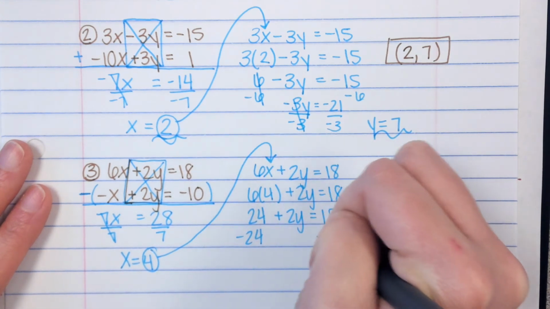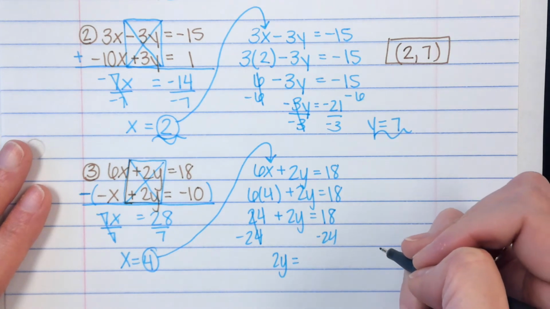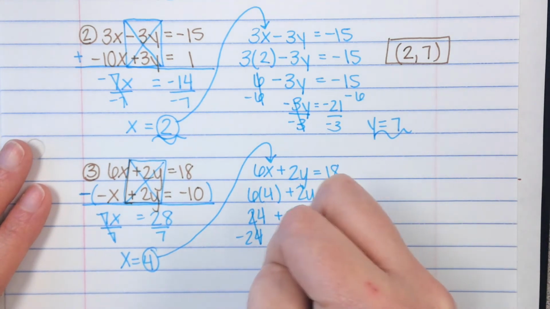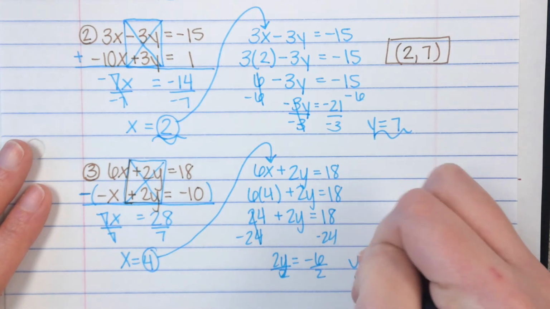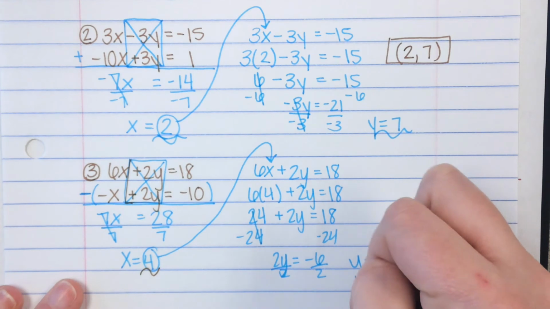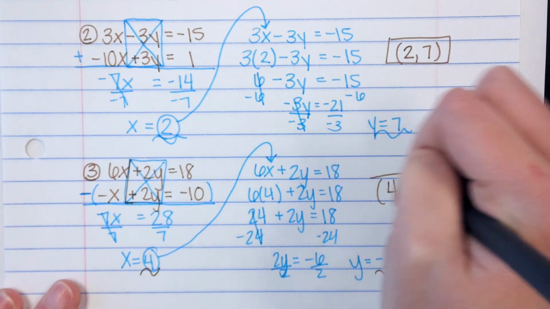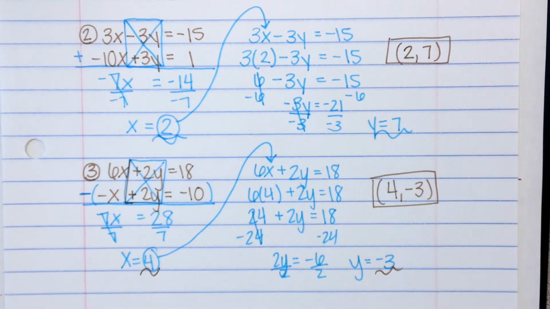So subtract your 24, and you get 2y equals negative 6. Divide both sides by 2, and you get y equals negative 3. So now you have an x, you have a y. Your final answer is 4, negative 3. I hope you guys are realizing that the process is very, very similar each time. The only difference you might have is if you're adding or subtracting. After that, everything is exactly the same.